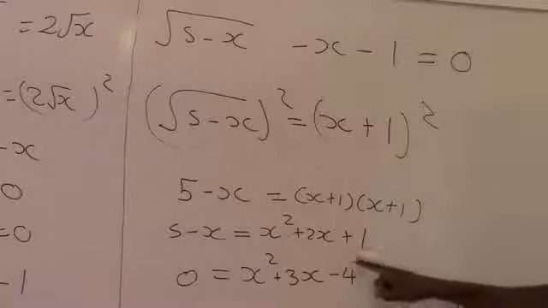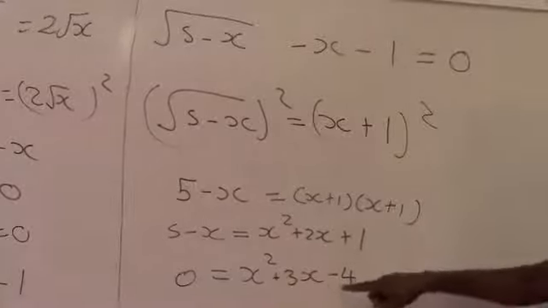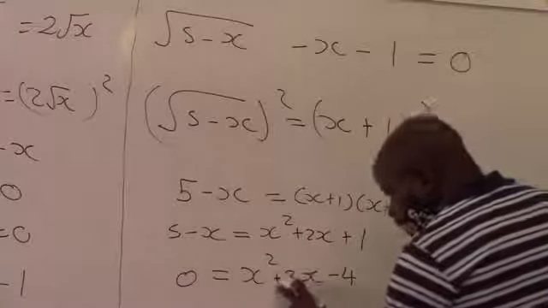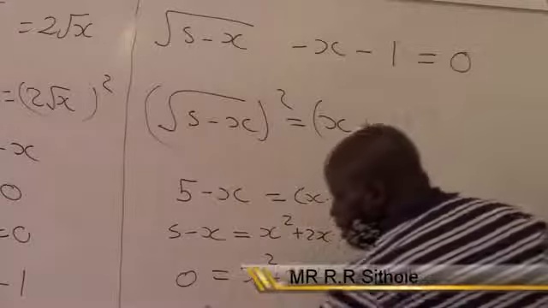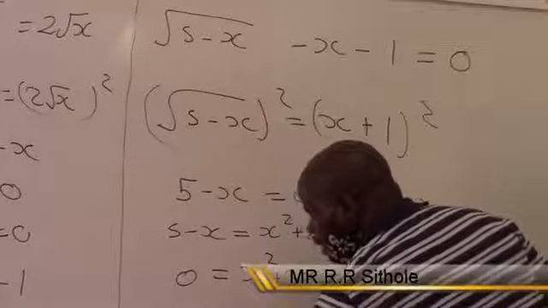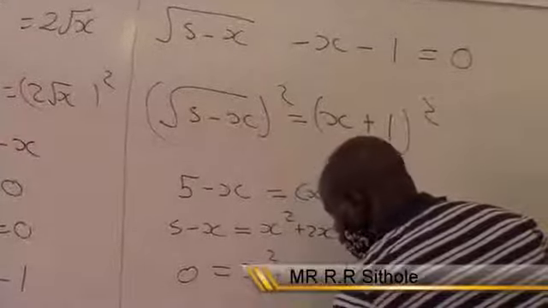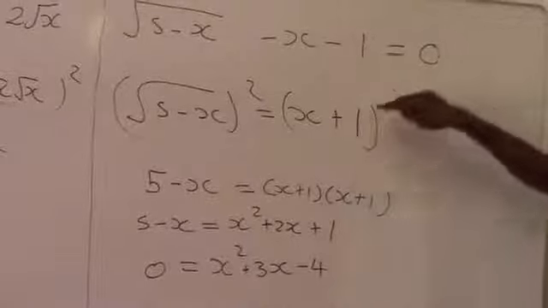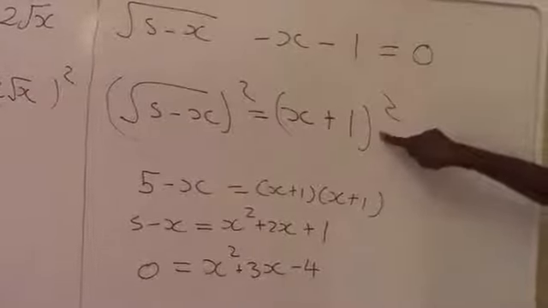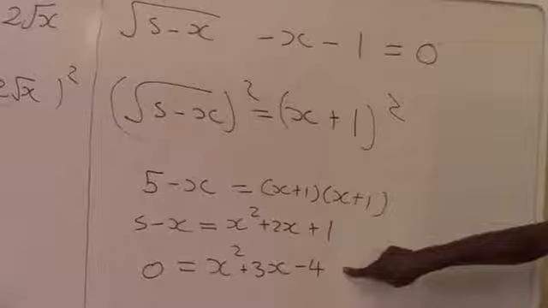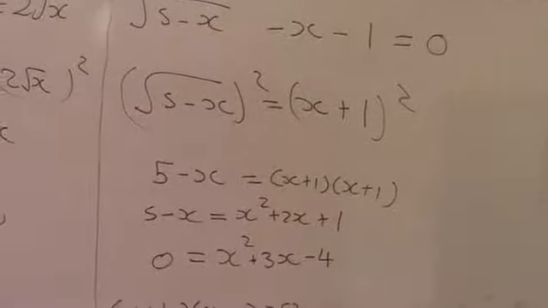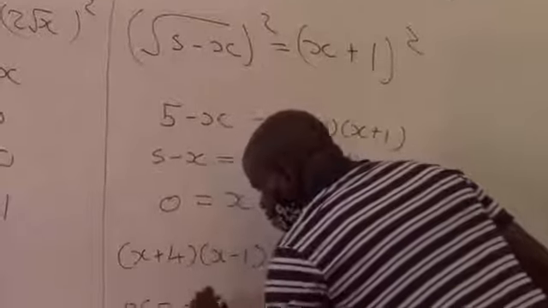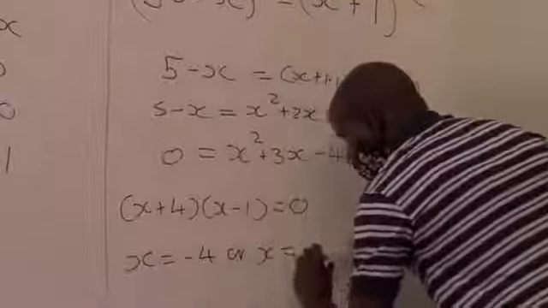In this case, the factors of 4 which will give us 3 are 1 and 4. The 3 is positive, so we'll have x plus 4 and x minus 1 is equal to 0. When we have that factor, you will have a mark for squaring both sides, a mark for standard form, and a mark for factorizing. Then we have x is equal to -4 or x is equal to 1.